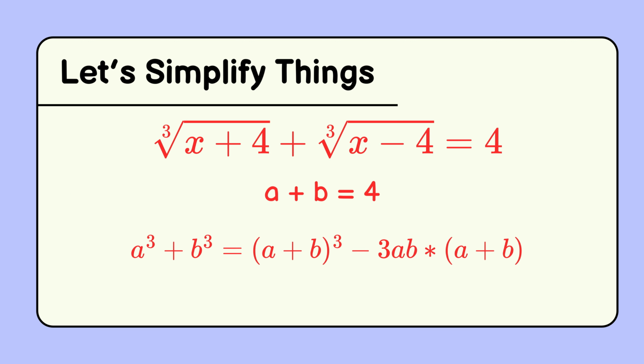This is a classic cube identity. It helps us break down a cube plus b cube using a plus b and ab. And since we already know a plus b is 4, this will work perfectly.